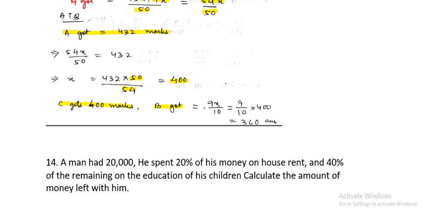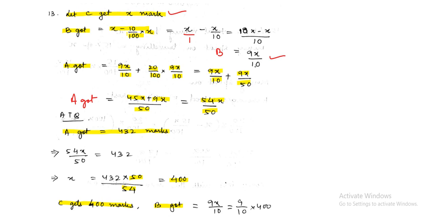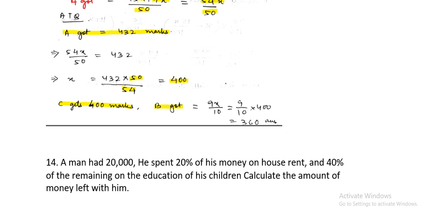You see how much B has got? B has got 9x by 10. So we will write here B has got 9x by 10. So what is the value of X? 400. So 9 by 10 into 400 will be 360. Okay, so at last you have to write like this, that B got 360 and C got 400. So this will be our answer.